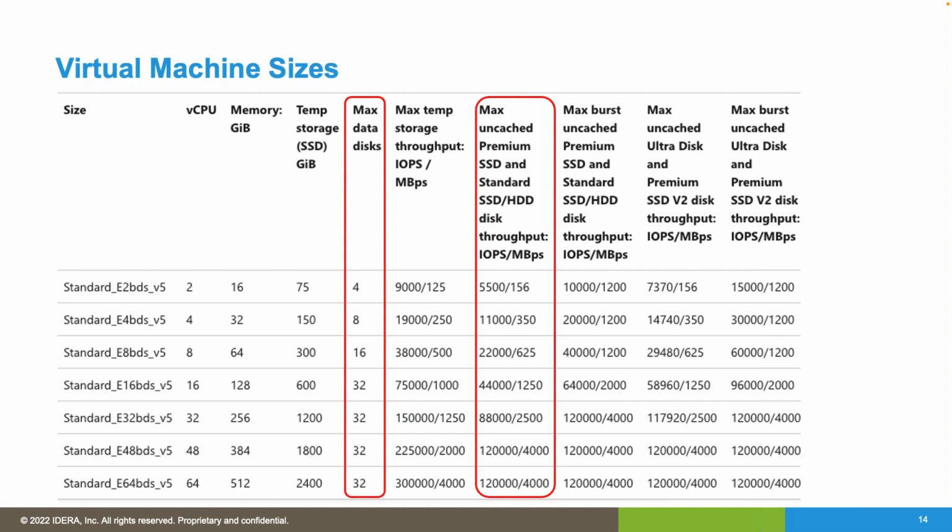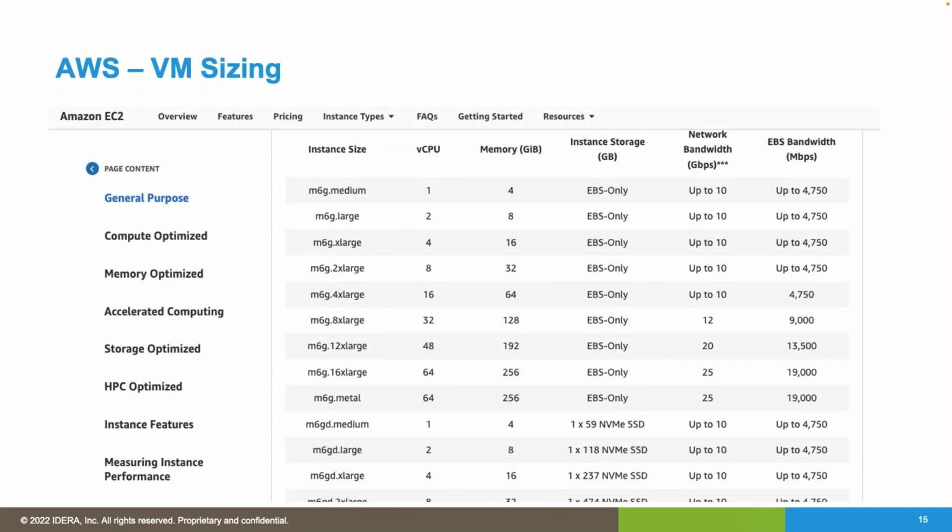So we can see that the 2-core virtual machine has significantly less throughput for IOPS than that 64 core. It kind of makes sense. We get more cores, we need more throughput, and so we get that higher throughput with that higher core VM. Now, of course, AWS does the exact same thing. And you can see the categories on the left.